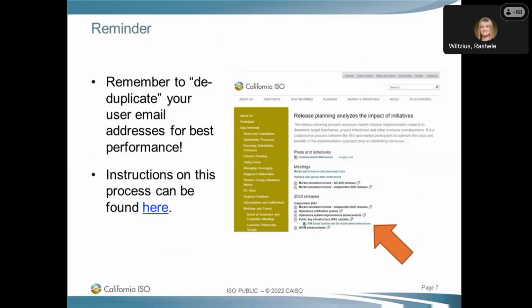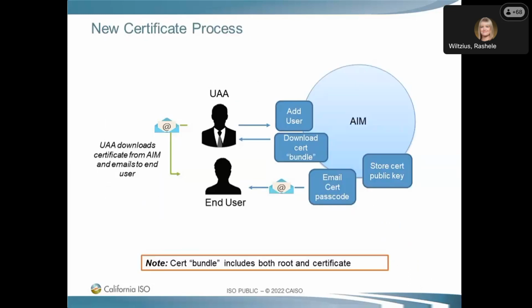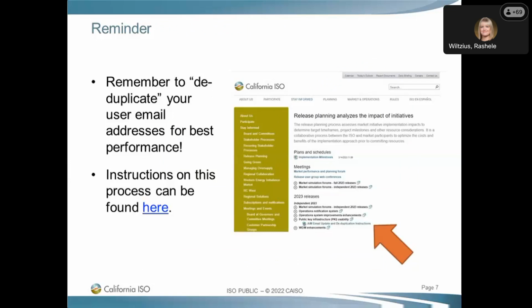I also want to remind you, because of the way that this new process works, it's really important that users have the correct email address attached to their account. Going back just a little bit, as you can see, AIM is going to send the email passcode directly to the end user, and when you download the certificate, it will send it to the user's email address. So for that reason, it's essential that all of your user accounts have their actual email address inserted in it.